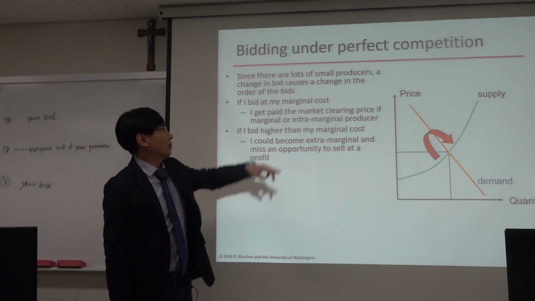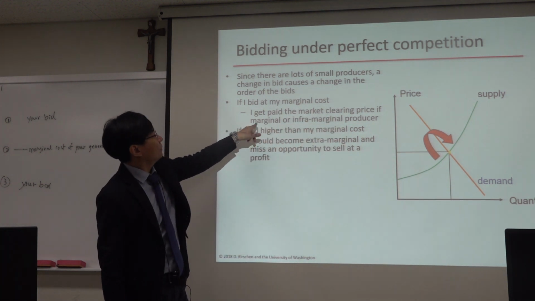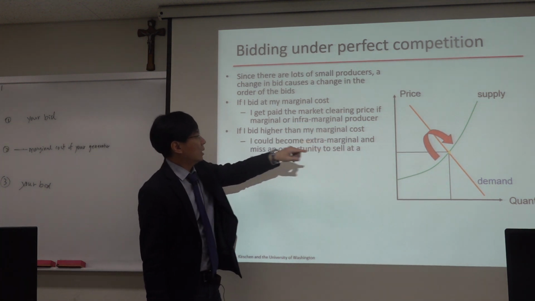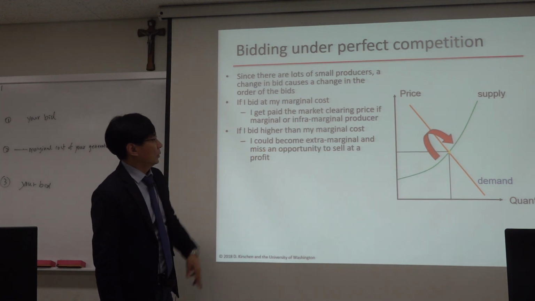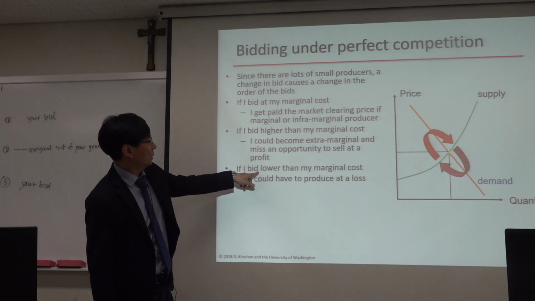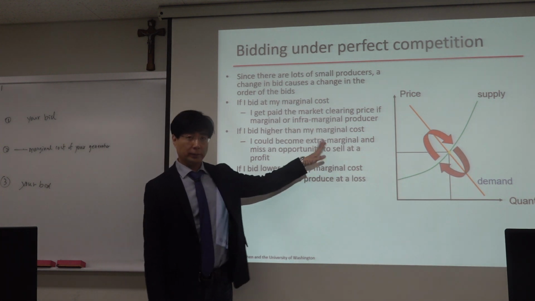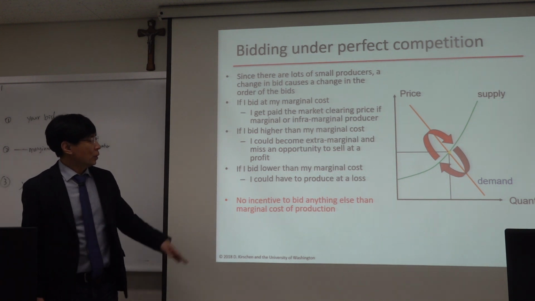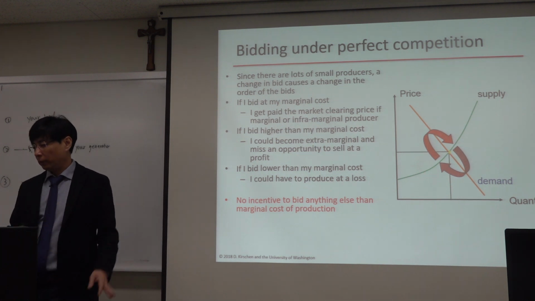If I bid at my marginal cost, I get paid the market clearing price if I'm the marginal or inframarginal producer. If I bid higher than my marginal cost, I could become extra marginal and miss an opportunity to sell at a profit. And if I bid lower than my marginal cost, I could have to produce at a loss. Okay, so we talked about these two cases. So there is no incentive to bid anything other than marginal cost of production under perfect competition.